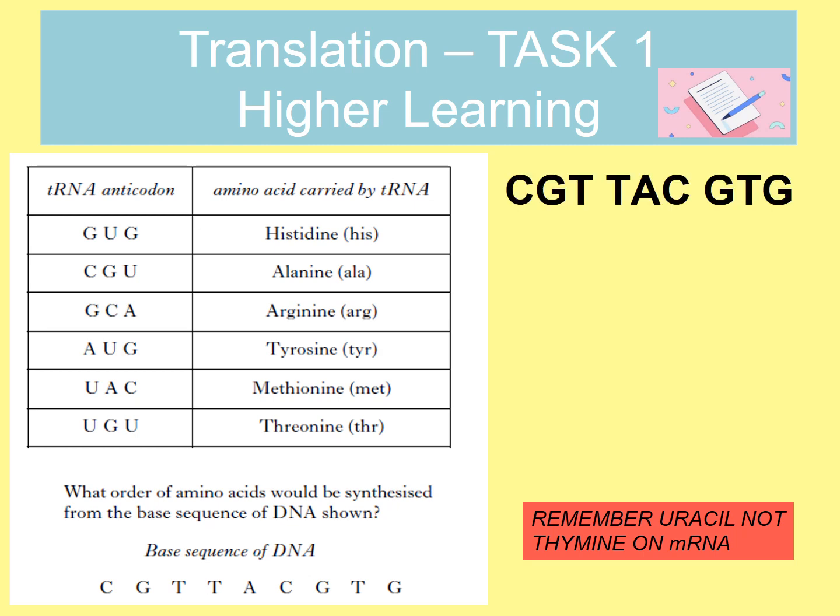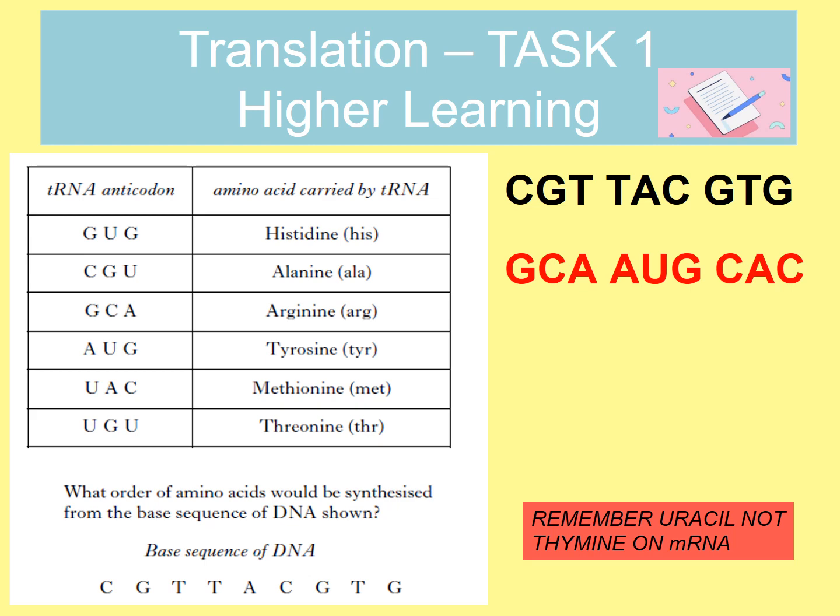There is our base sequence of DNA, and I've just copied that directly from the question. So we've got CGT, TAC, GTG. Now the first thing you've got to do is transcribe that DNA sequence into messenger RNA. So using our base pairing rule, the transcription becomes CGA, AUG, remember there is no thymine on messenger or transfer RNA, and then followed by CAC.